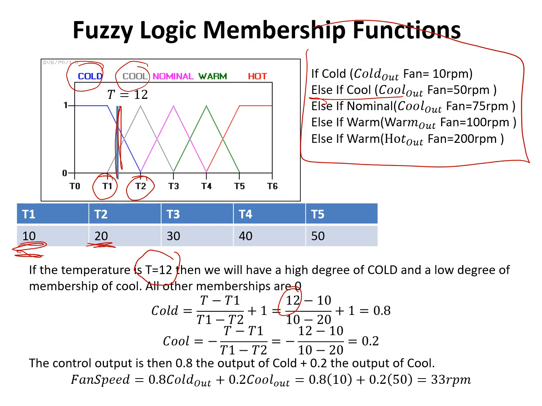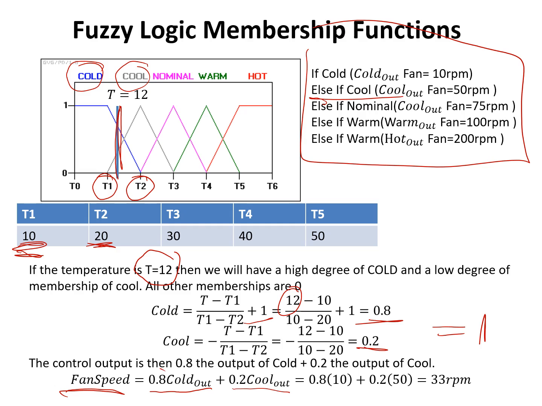Now if you work this out, 12 minus 10 gives us 2, divided by 10 minus 20, plus 1. I've put the plus 1 there. And what we get then is 0.8. And if you work out the membership of cool, we get 0.2. And as we can see, the addition of these two again equals 1. Right, so now instead of having the output being fully cold or fully cool, let's say the output is 0.8 of cold, so 80% of cold and 20% of cool.